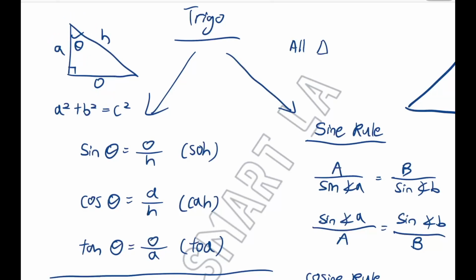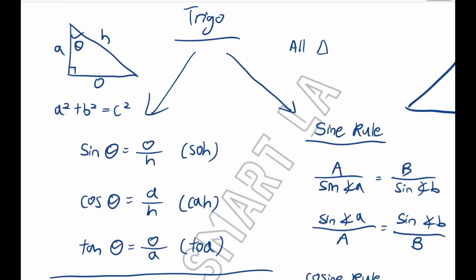All right. Now, over here, your SOH CAH TOA can be used to find the angle, so theta, or it can be used to find length, either your opposite or hypotenuse, or in this case, adjacent or hypotenuse, or in the tangent's case, opposite or adjacent. So you can use it to find angle or use it to find length, right? So just a very quick one on how do you find it.